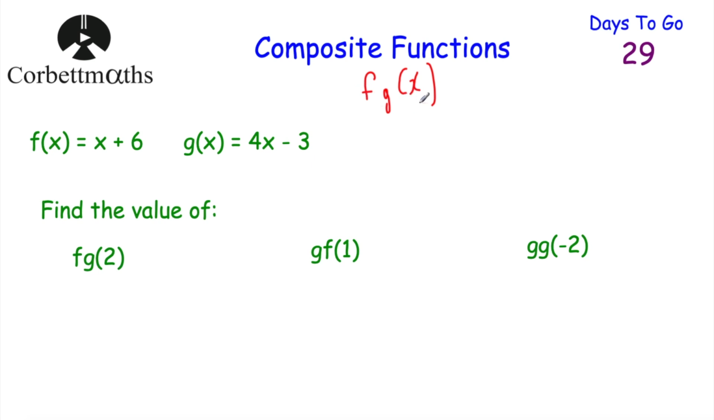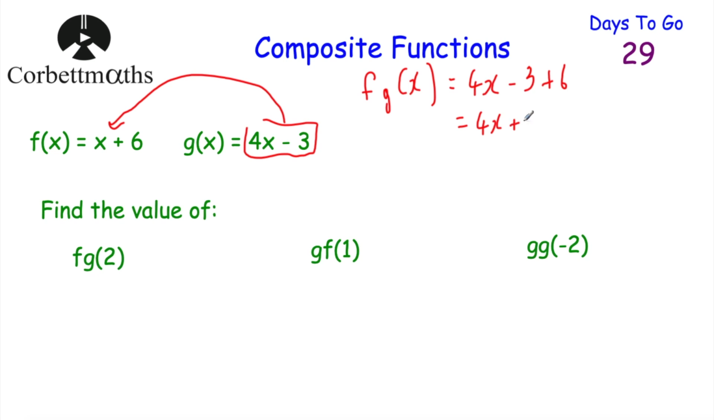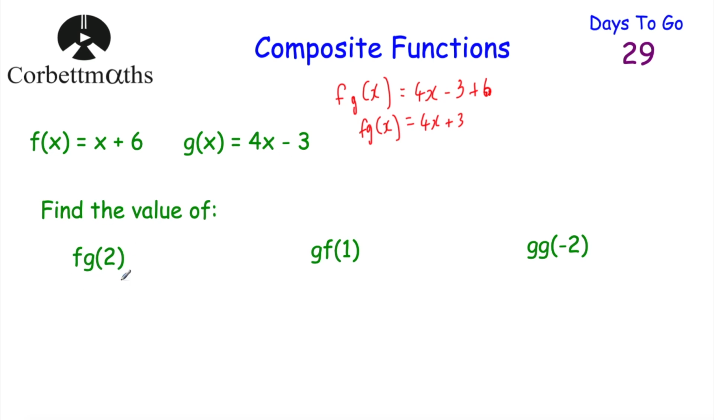So I start off with x, I apply function g, so it would give me this, and then I'm going to substitute that into function f, because we're then applying function f. So I'm going to replace the x with 4x minus 3. So instead of writing x, I'm going to write 4x minus 3, and then I've still got plus 6, and then that would be 4x plus 3. So that means that fg of x is equal to 4x plus 3. Okay, so that'll come in handy whenever we do this question.